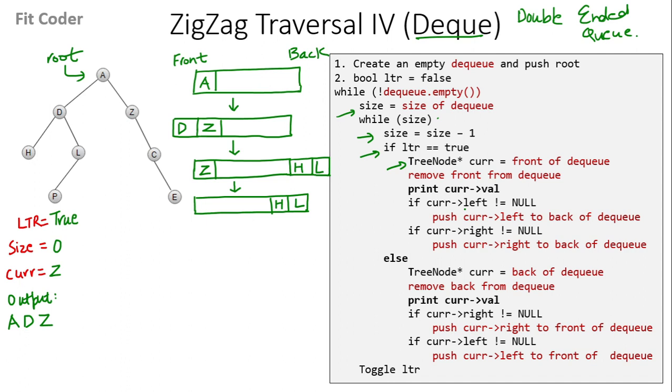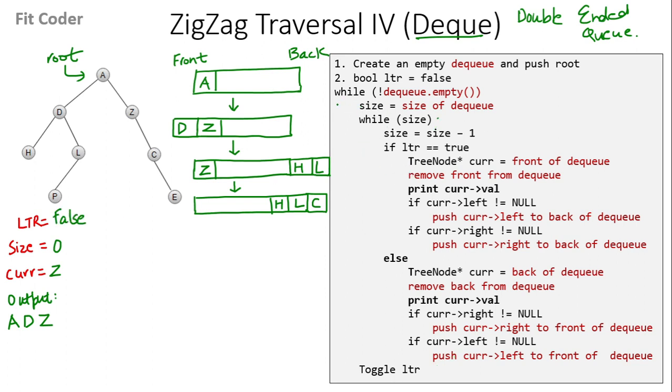We check left of Z. So left of Z is null. And then we check right of Z. Right of Z is C. So we push C to the back of deque. In the next iteration, size is now 0. So this while loop terminates and we toggle the value of LTR. So LTR will be false.